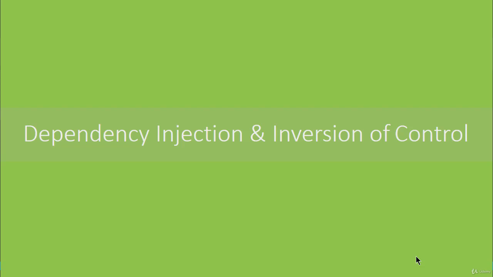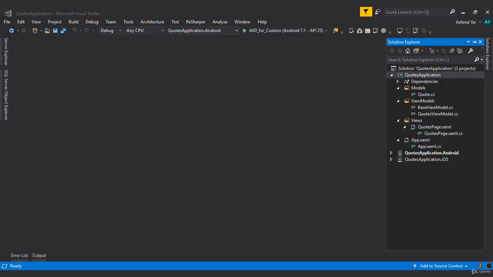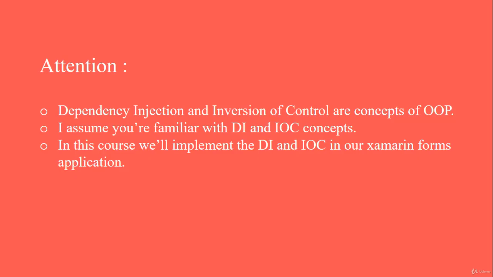In this module, I'm going to show you how to implement the dependency injection and inversion of control principle inside our Xamarin Forms MVVM based application. Well, dependency injection and inversion of control is not a new thing. It's a part of object-oriented programming, and I assume that you are already familiar with interfaces, constructor injection, and inversion of control principle. And in this course, we will implement these features inside our Xamarin Forms application.